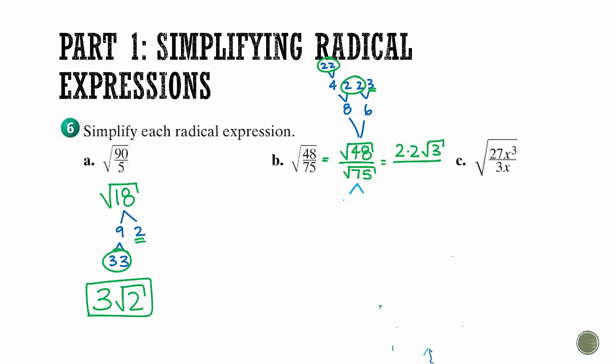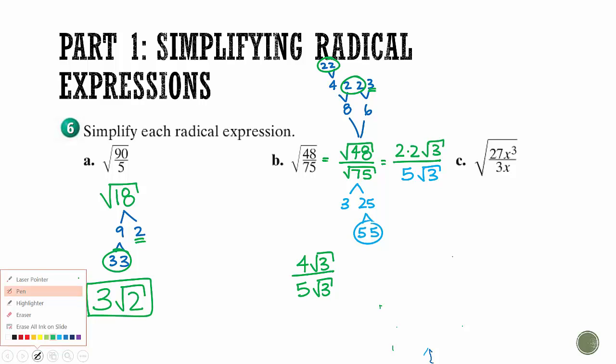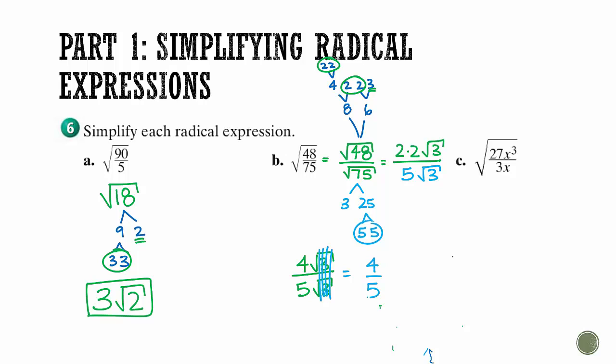And then do the same thing for 75. So 75 breaks into 3 and 25. 25 is 5 and 5. So I can make a square with that, so that comes out. And there's a 3 stuck in there. Now when I simplify this, 2 times 2 is 4. I have 5 root 3. Since both of these have a root 3 on top and bottom, guess what I can do? Cross them off. So this simplifies to 4/5.